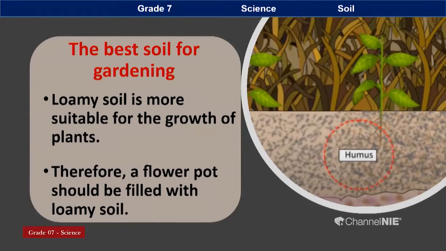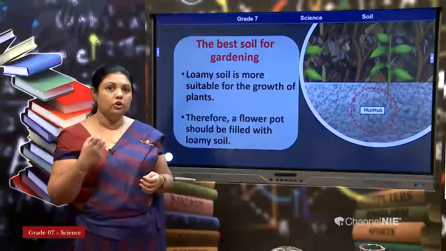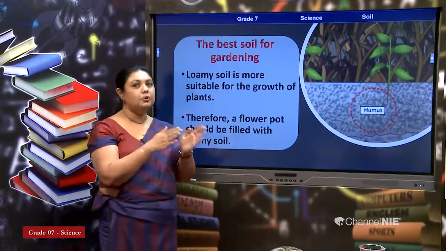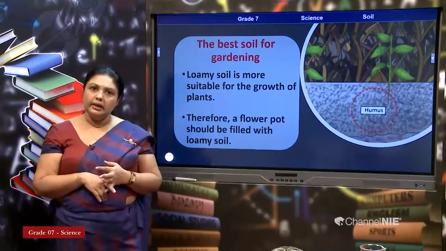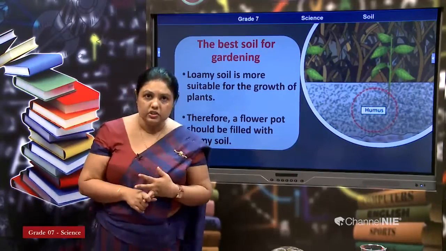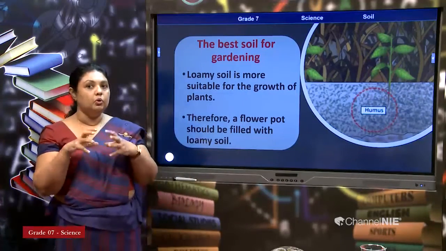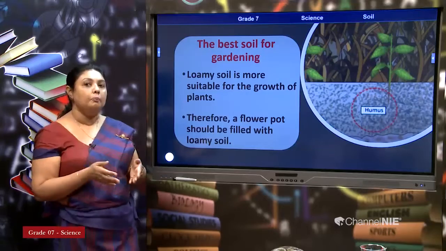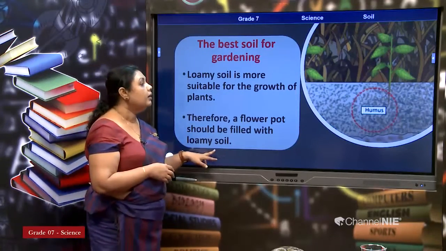You may have heard about the word humus, right? Humus is mainly made out of this loamy soil, more suitable for growth. And if you don't have a garden, you can have another choice. You can have a pot and grow plants by putting loamy soil, not clay soil, not sandy soil. You can put some loamy soil and grow your plant very healthy.